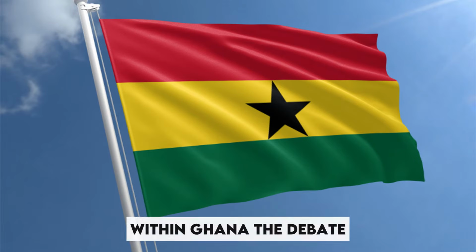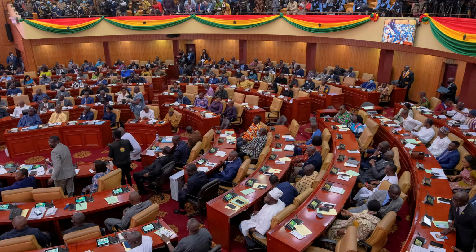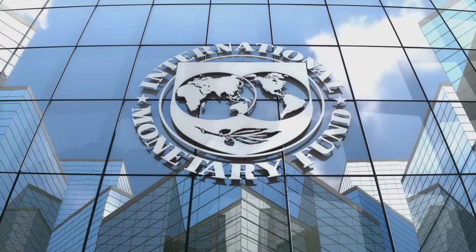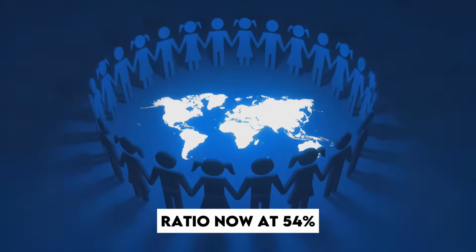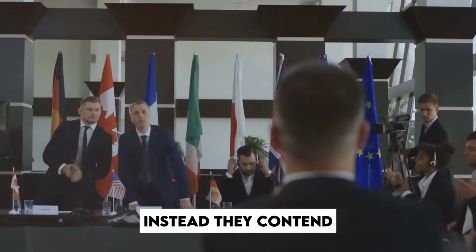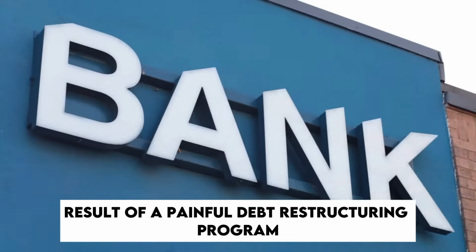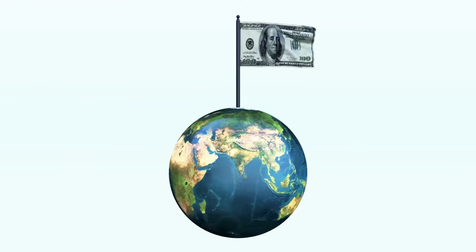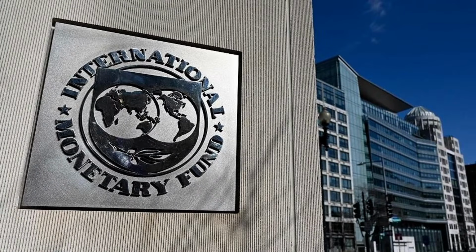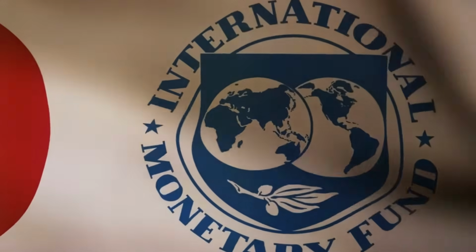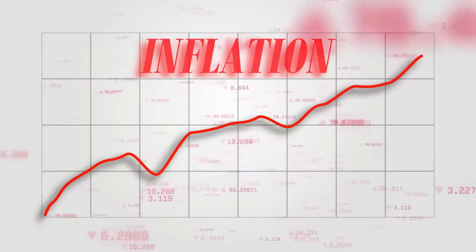Within Ghana, the debate over the government's economic strategy is fierce. Critics argue that the recent decline in the nation's debt-to-GDP ratio, now at 54%, is not a sign of robust economic management. Instead, they contend it is the direct result of a painful debt restructuring program undertaken as a condition of receiving support from the IMF. The government, they claim, has done nothing to resolve the underlying debt situation, but is taking credit for a statistical improvement brought on by these external measures.